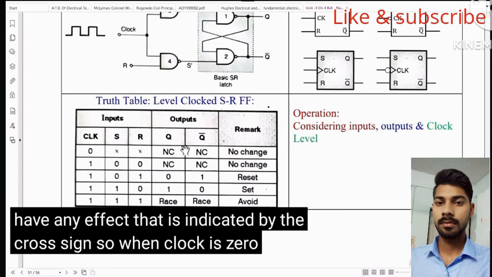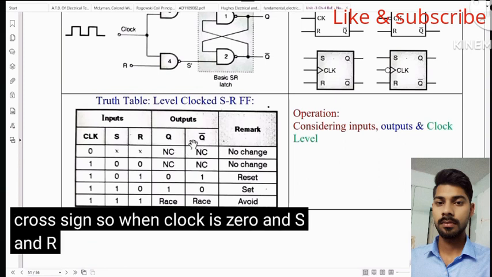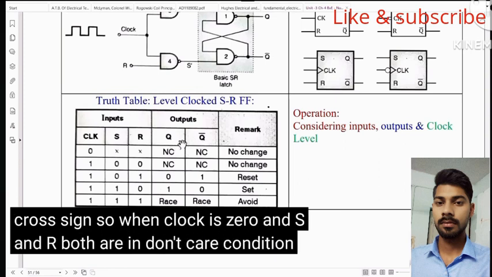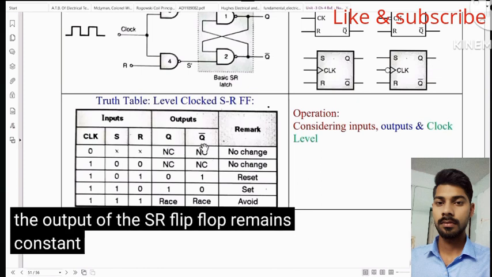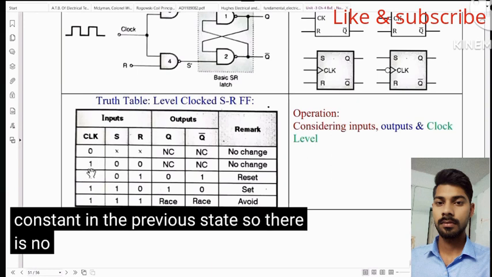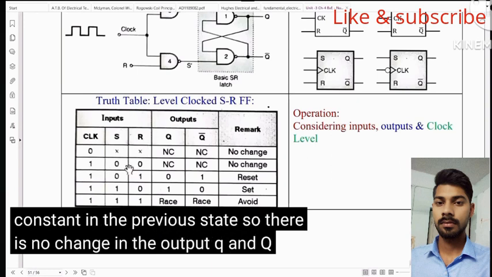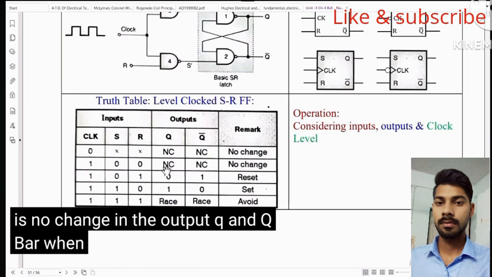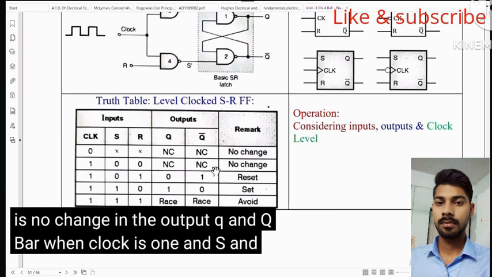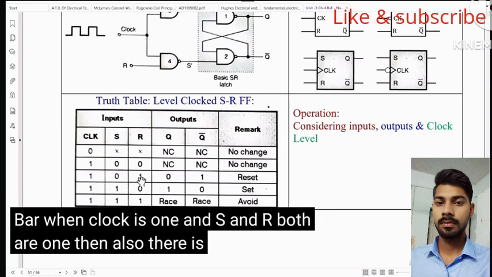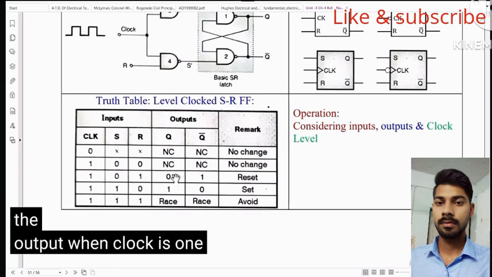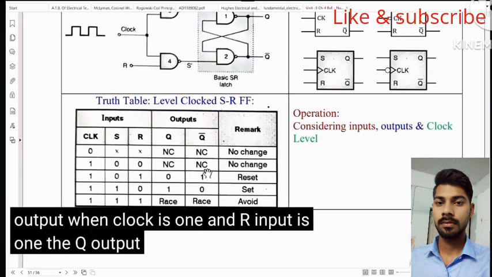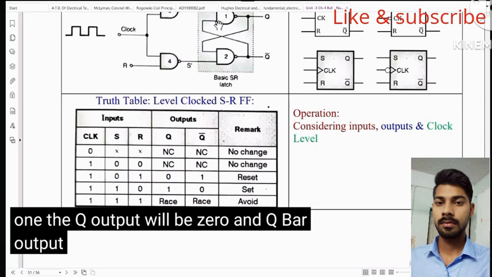So when clock is 0 and S and R both are in don't care condition, the output of the SR flip-flop remains constant in the previous state. So there is no change in the output Q and Q bar. When clock is 1 and S and R both are 0, then also there is no change in the output. When clock is 1 and R input is 1, the Q output will be 0 and Q bar output will be 1.